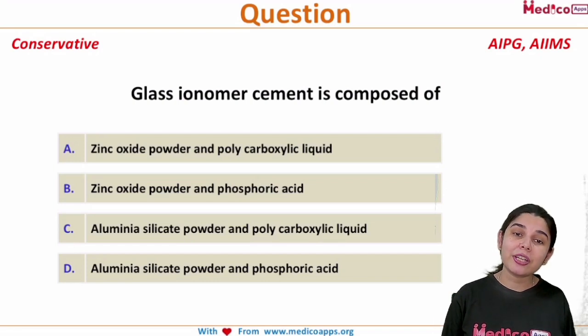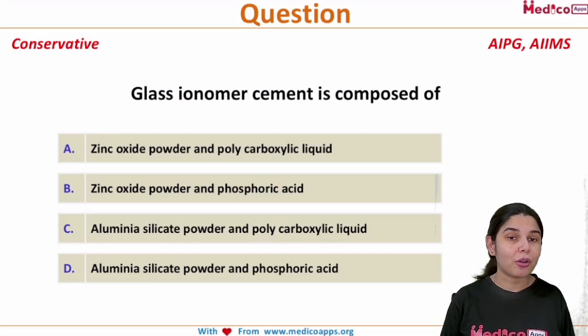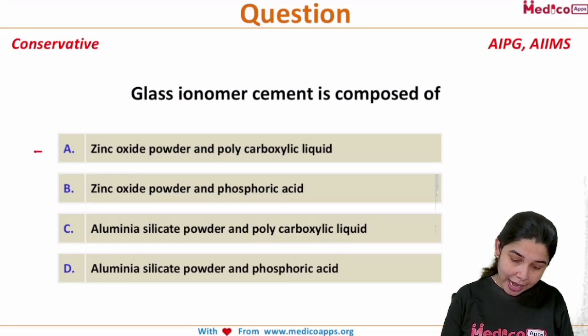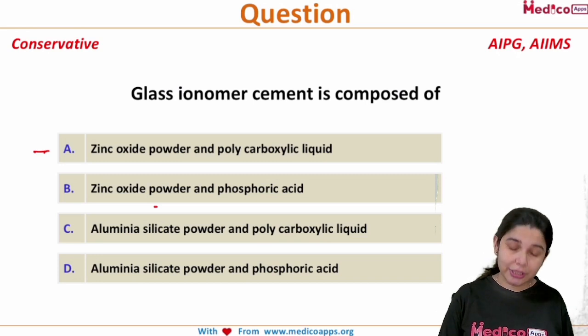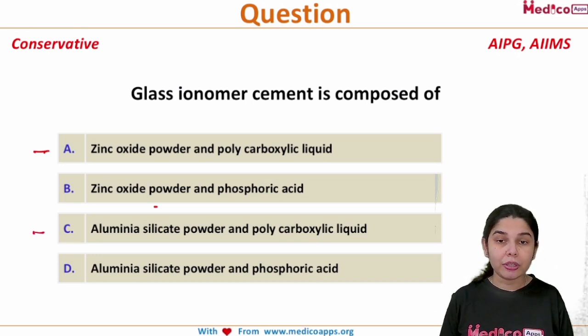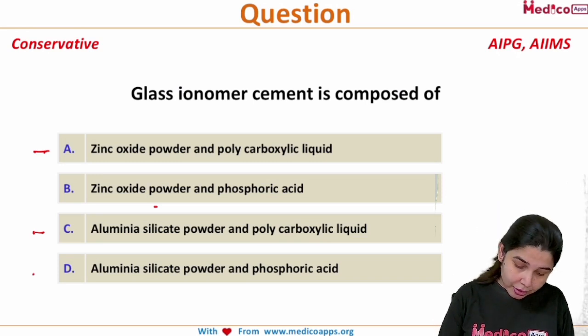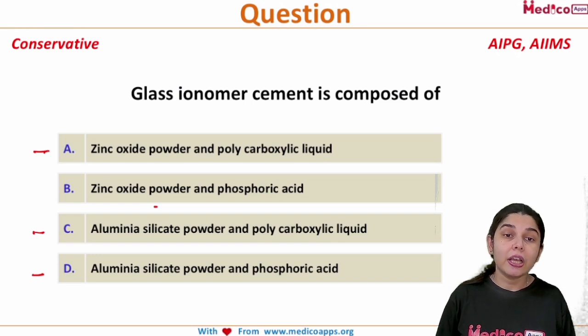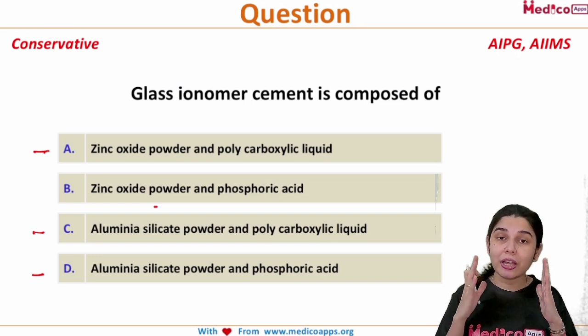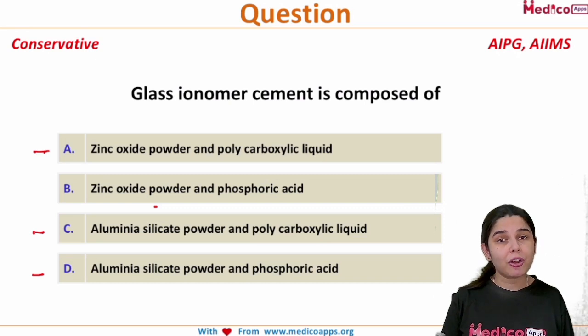Today's question is, glass-ionomer cement is composed of. The question is very simple and straightforward, and the options are: A, zinc oxide powder and polycarboxylic liquid; B, zinc oxide powder and phosphoric acid; C, alumina silicate powder and polycarboxylic acid liquid; and D, alumina silicate powder and phosphoric acid. Straight away, you should know about the composition of GIC.